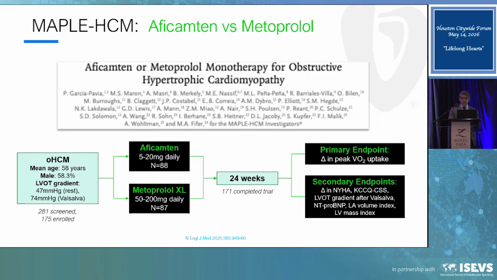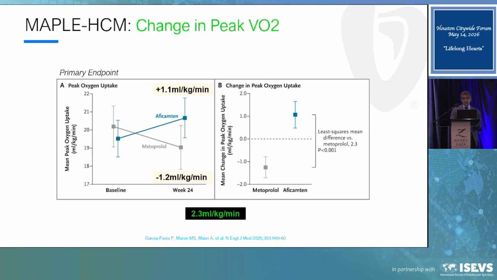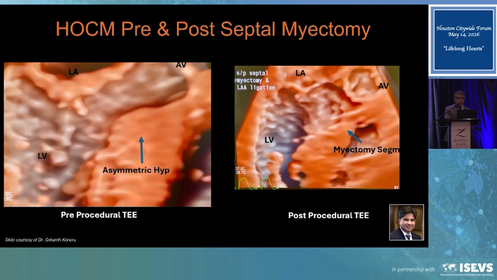At 24 weeks, we looked at the primary endpoint, change in peak VO2, as well as a number of secondary endpoints. And really, aficamten won out, about a 2.3 mL per kg per minute increase in your peak VO2 versus metoprolol, with significant improvements in your gradients, whereas there were marginal improvements with the metoprolol.